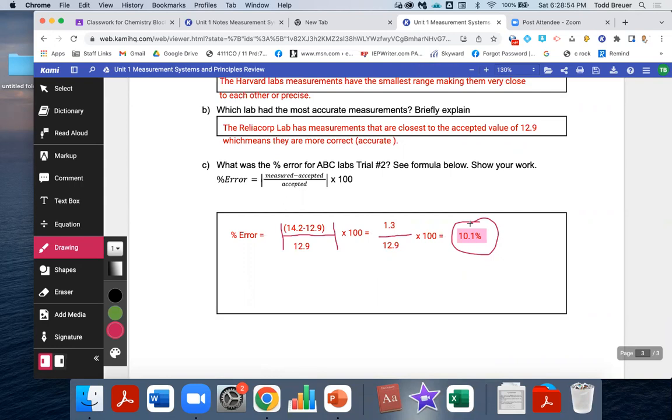But that's why we have percentage. We can compare how accurate one measurement is to another by looking at the size of that value. The smaller that percentage is, the more accurate the data is.